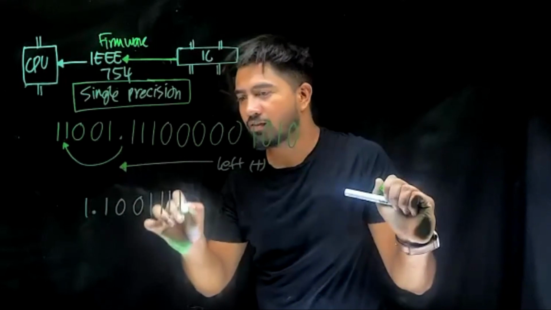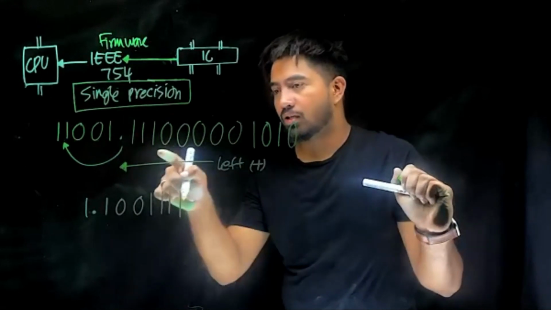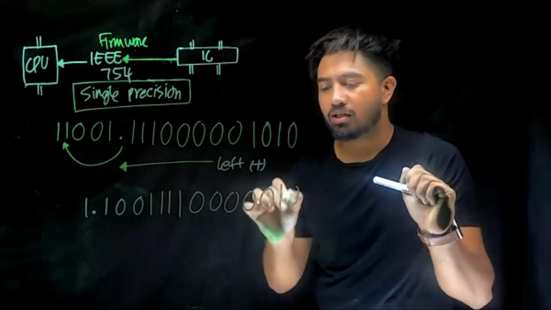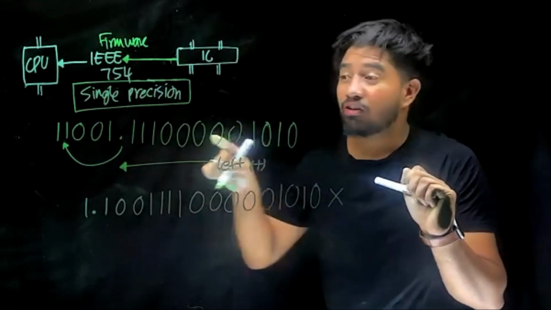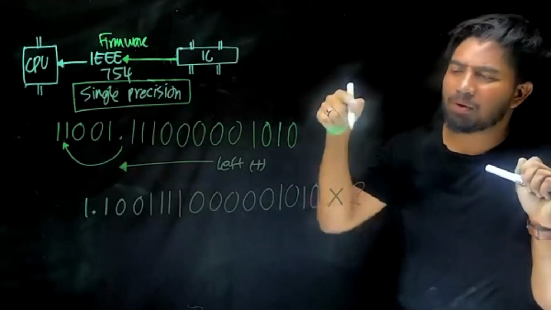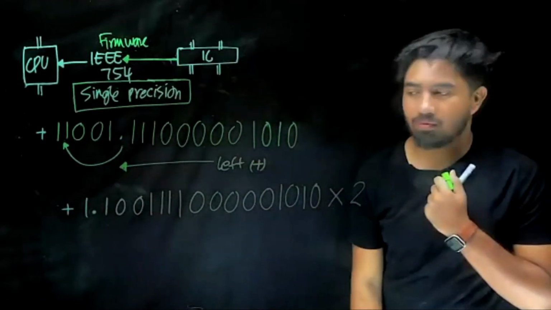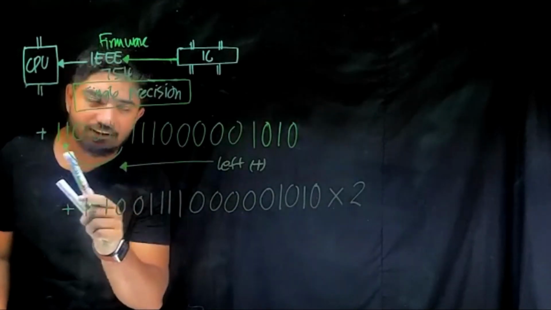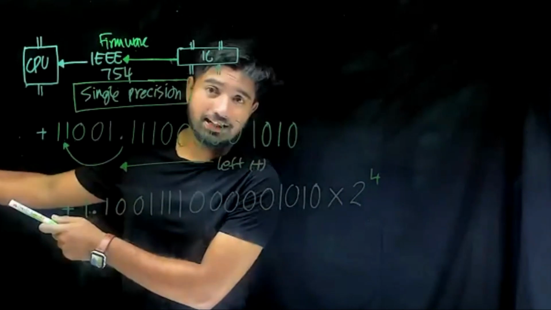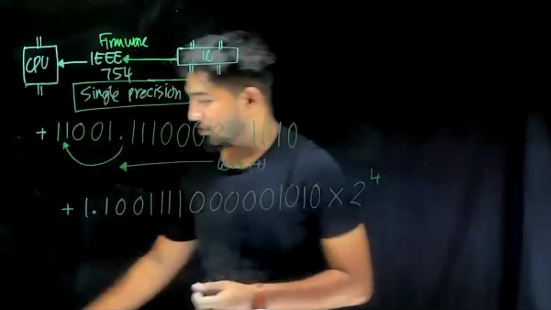So the number will be 1.1001, and so on, times 2 to the power base. 2 to the power how much? It is a positive number. 1, 2, 3, 4. Awesome, good. 2 to the power 4. If you are moving the decimal place to the left side, it's positive; right side is negative. Done. Next we have to put it into IEEE format.